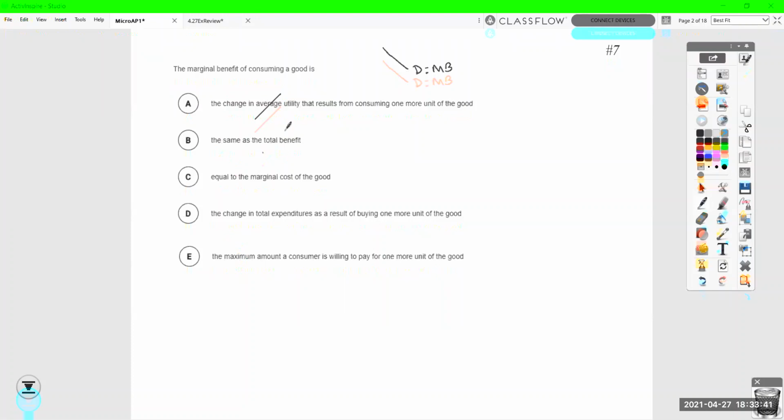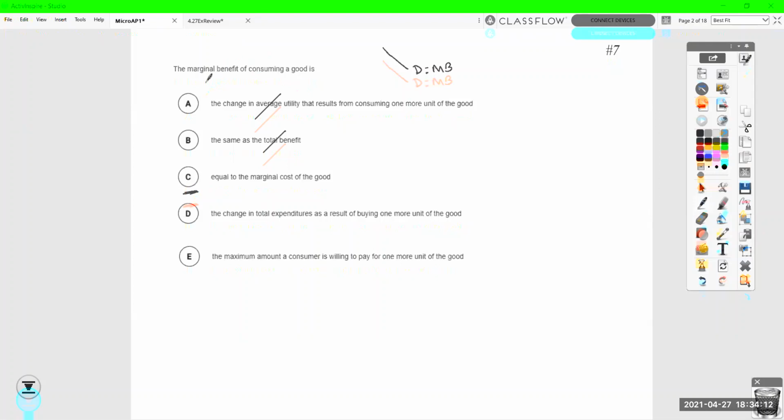Is the same as total. Oh my gosh, that should be a red light. No, no, no. Average and total and marginal are all different. Is equal to the marginal cost of a good. Although this could be true at one point. In fact, at our socially optimal, that would be true. But this is not good enough to be our real answer. So notice I'm not knocking it off. I'm saying it's potential, but there's a better answer there because this is too general.